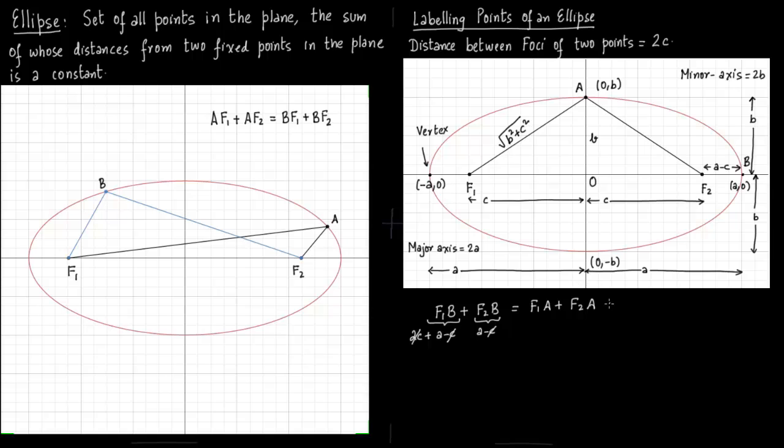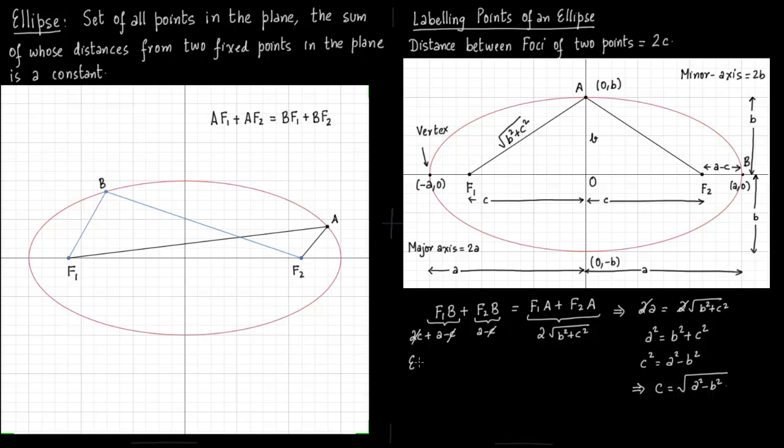Now we just do the cancellation. Notice that F1A and F2A have the same length, that is the square root of b square plus c square. So now we just do the algebra, and we get a square is equal to b square plus c square, and c square is thus equal to a square minus b square. Or you can see that c is equal to the square root of a square minus b square.